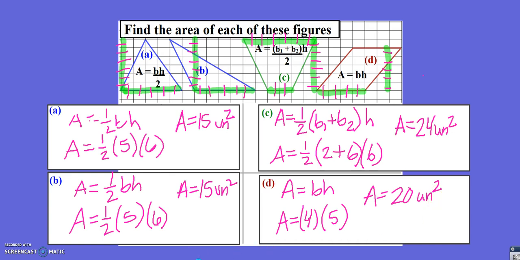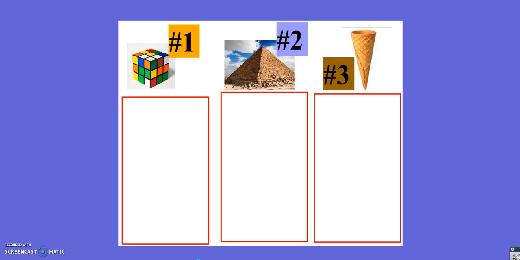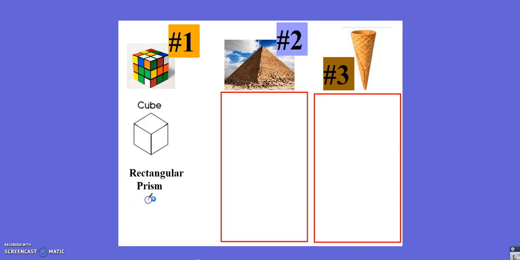So that's just calculating area. Now we can start looking at how two-dimensional shapes make up our three-dimensional objects. And there are certain three-dimensional objects that we need to be able to identify and work with. The first one we have is a cube. And we know that a cube is made up of 6 squares.